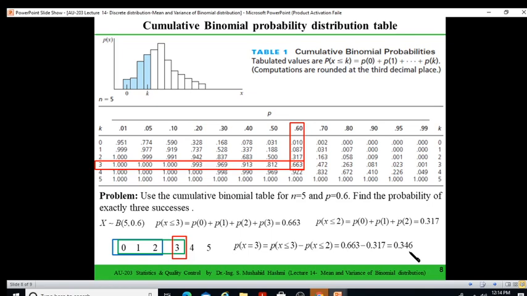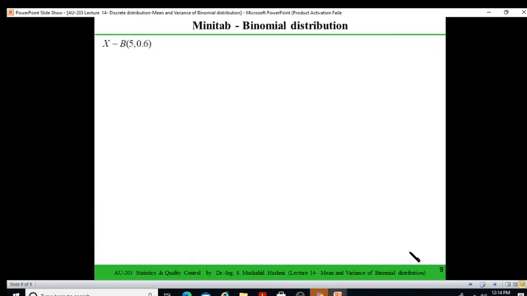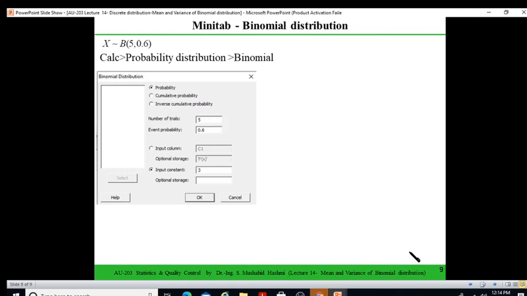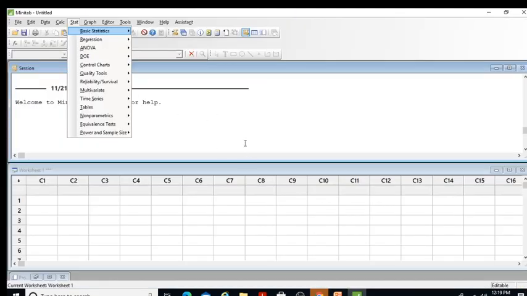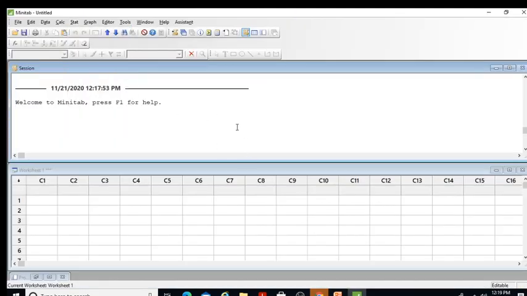And I will go to start using the Minitab, and we will do it in the Minitab in the same way. Let's see, go to the Minitab. Okay, let's do the same thing what we have done manually from tables and on piece of paper to calculate the probability using Minitab.